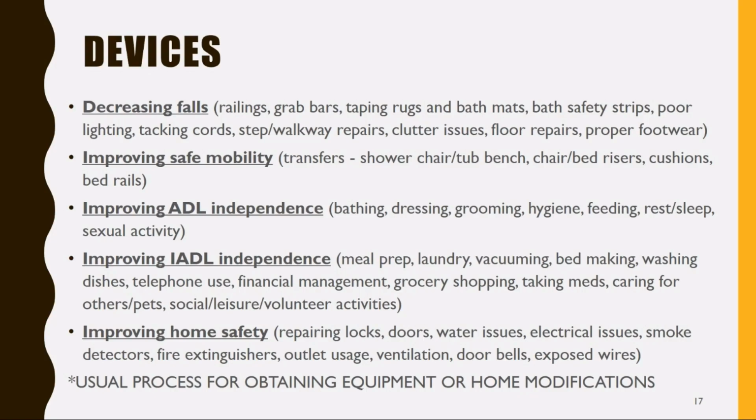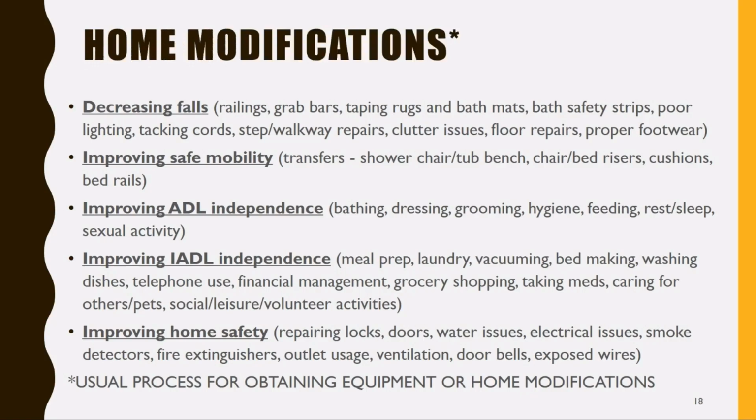What the OT does is they use the usual process for obtaining equipment and/or home modifications within the My Choice program at your waiver site. Home modifications are also key. Similar to the devices, they also use the usual process for obtaining equipment for home modifications.